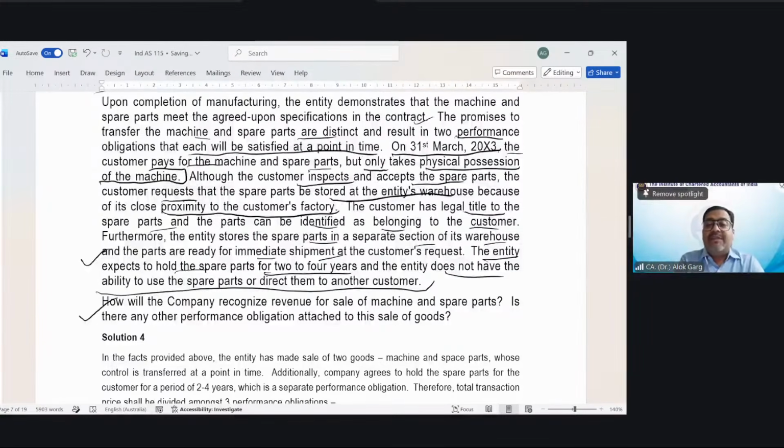How will the company recognize revenue from sale of machine and spare parts? Is there any other performance obligation attached to the sale of goods? This is the real cream of the question: how the company recognizes revenue for sale of machine and spare parts, right?